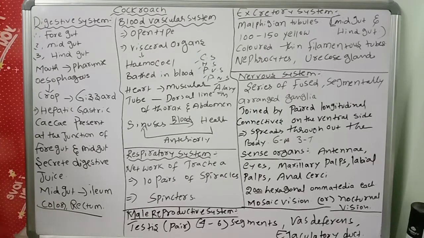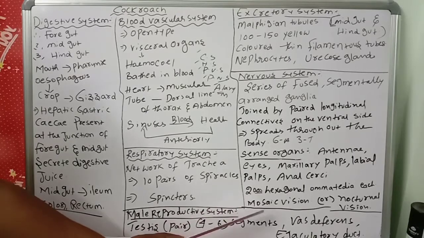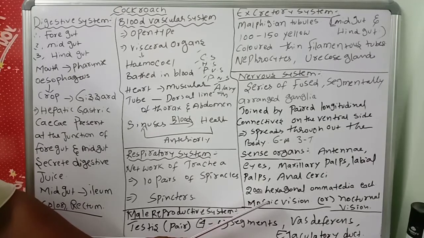Like our rods and cones, there are ommatidia. The ommatidia are a special feature of the cockroach eyes. A cockroach can receive several images with the help of several ommatidia. So this is called mosaic vision or nocturnal vision. Several ommatidia, several images, not like our binocular vision. That's the reason it is called mosaic vision or nocturnal vision.